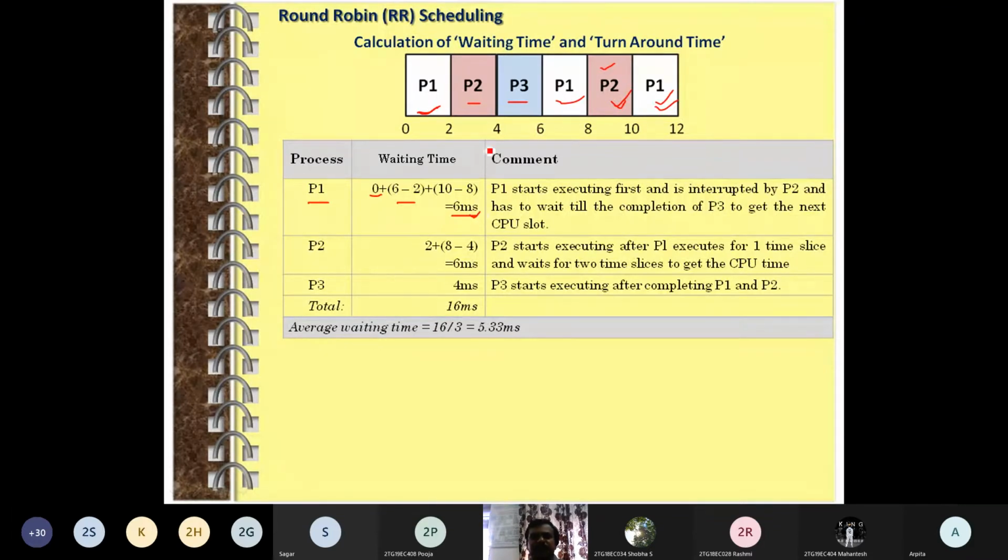Next, what is the waiting time for P2? P2 is waiting 2 times. First time, what is it waiting for? P1 to be executed.